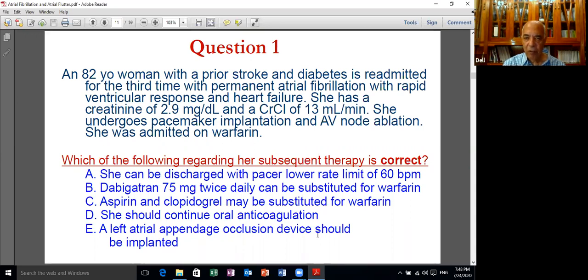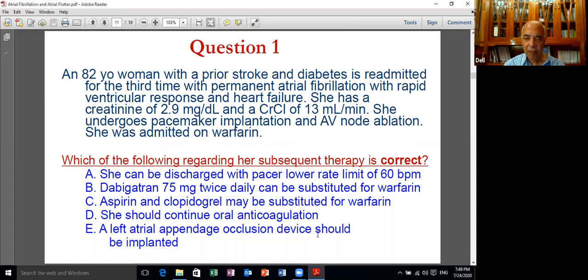So after AV node ablation, which is a technically simple procedure, in contrast to SA node ablation that we alluded to previously in inappropriate sinus tachycardia last time, AV node ablation is a straightforward, easy to do, and successful procedure. You should keep the pacemaker somewhere between 80, 90, and 100 for several months, and then decrease it gradually in order to avoid the occurrence of torsades de pointes.